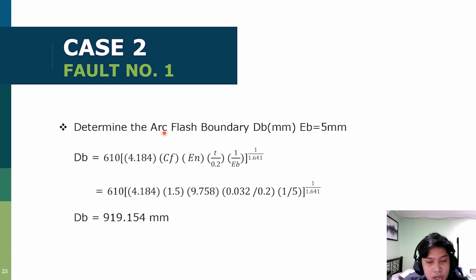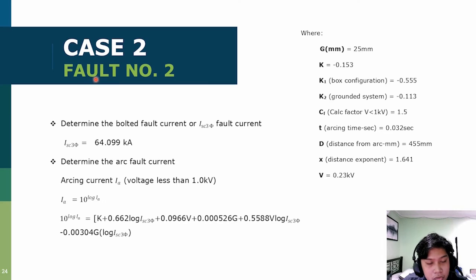Now we determine the arc flash boundary dB in millimeter. The value of EB is 5 millimeter. Substituting the variables in this formula, we got 919.154 millimeter. Moving to fault number 2, we determine the bolted fault current or short circuit fault current.